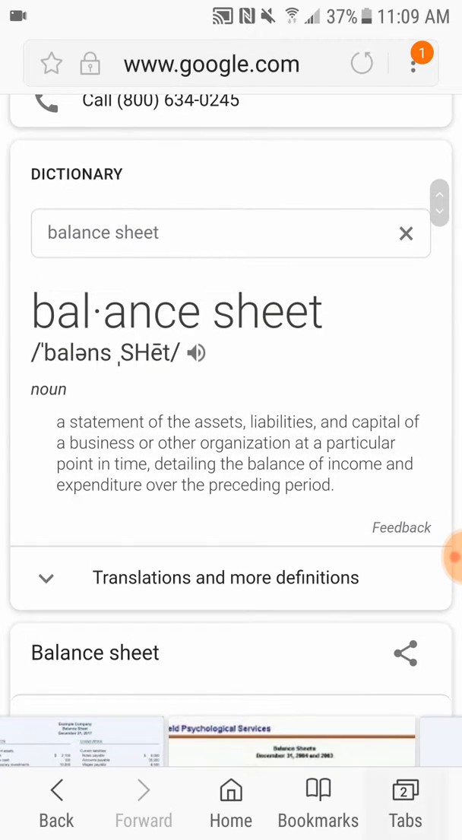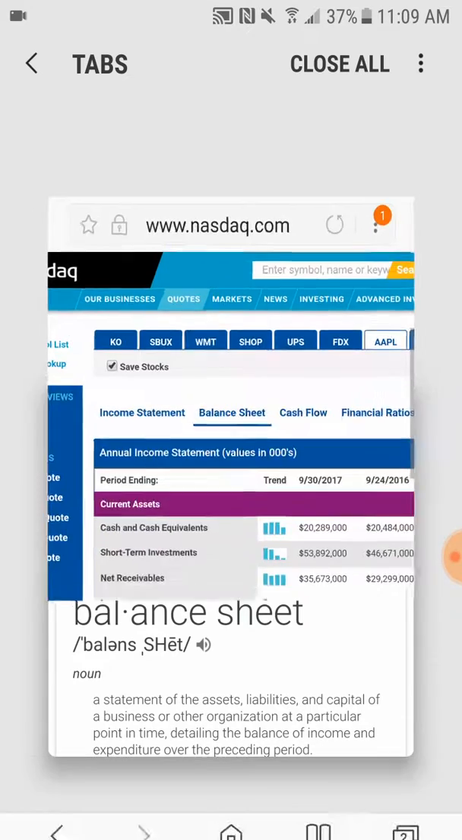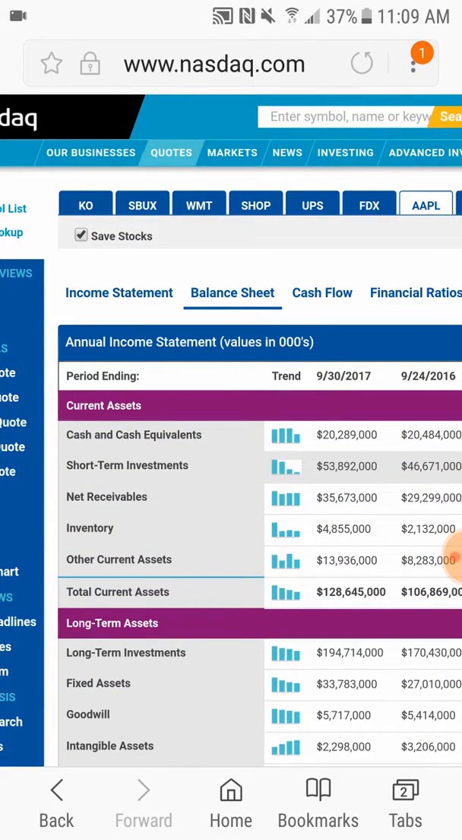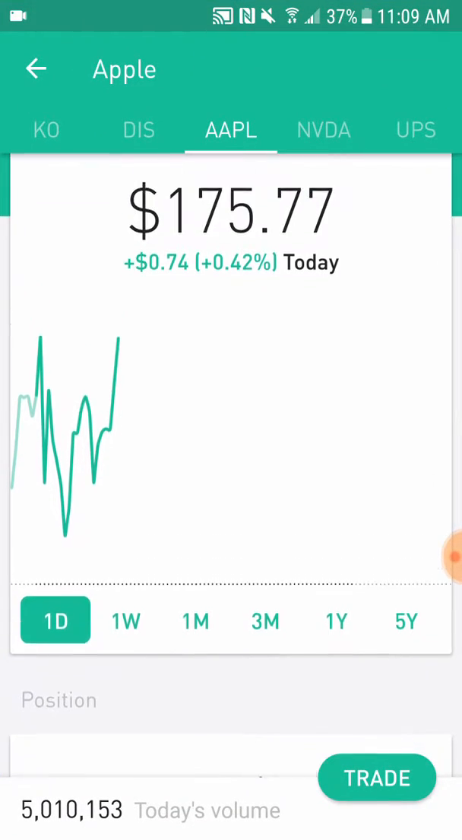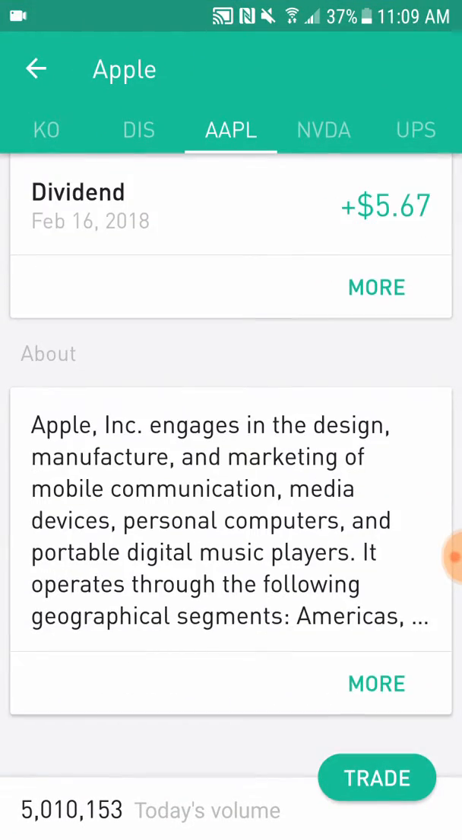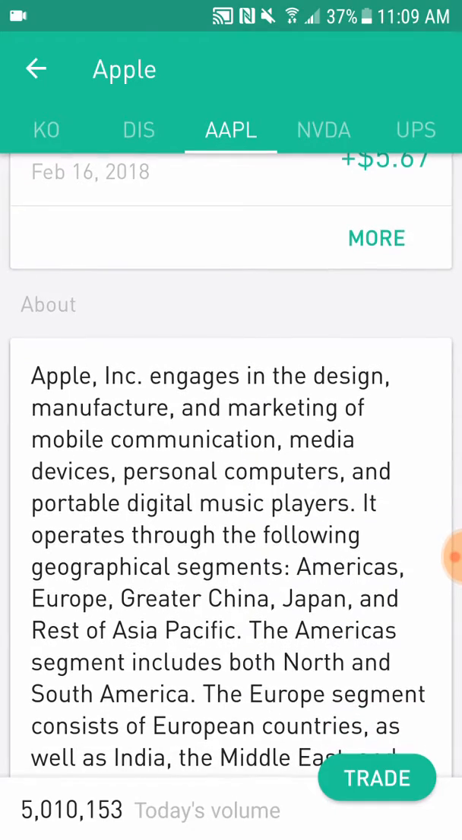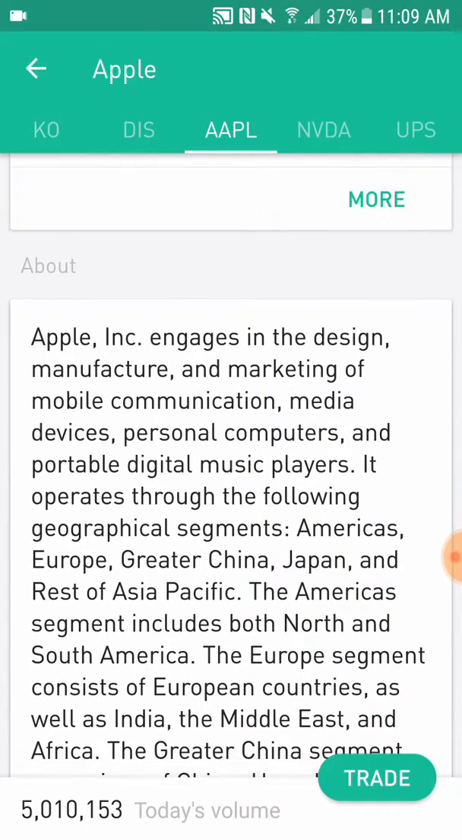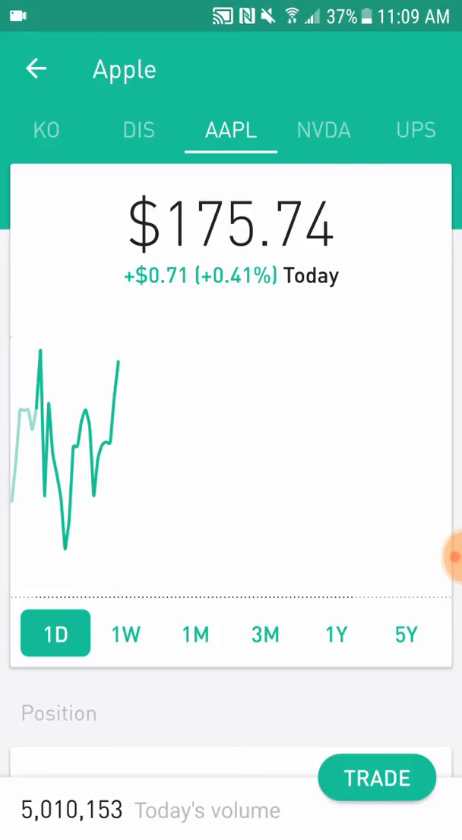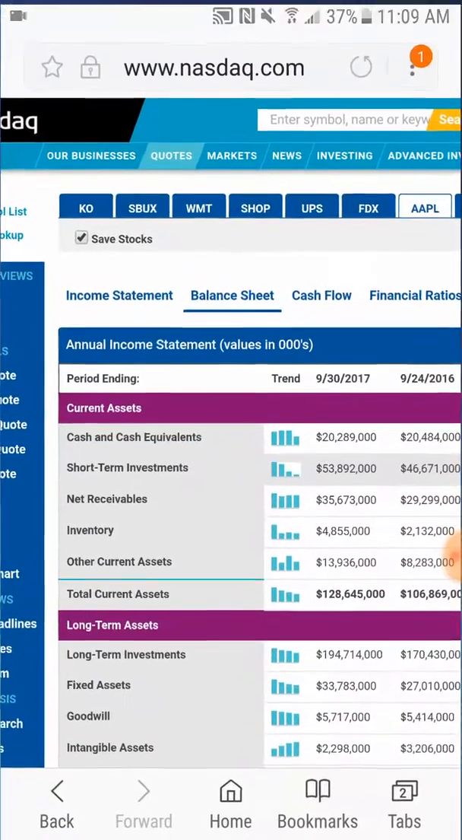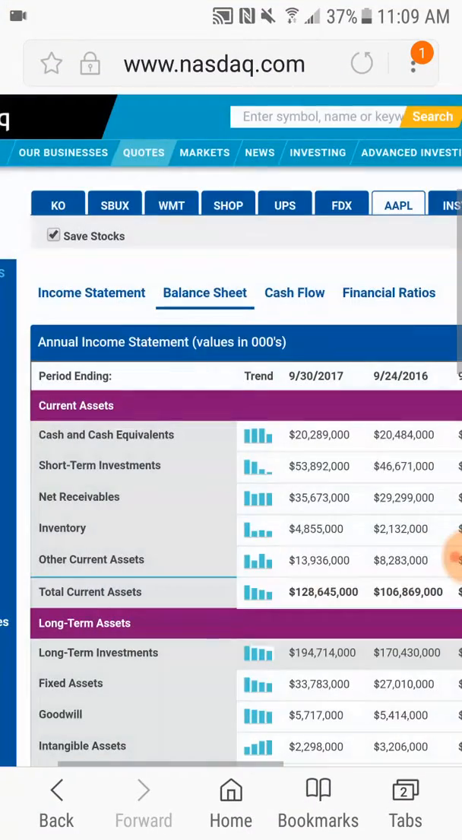With that being said, we're going to go ahead and take a look at Apple's balance sheet. If you don't know what Apple is, then it's essentially this company right here, by the way. Engages in the design, manufacture and marketing of mobile communication, media devices, personal computers. You know them by the iPhone, the iPad, the Apple Watch, most recently the Apple HomePod, the Apple TV even. With that being said, let's go ahead and take a look at their balance sheet.